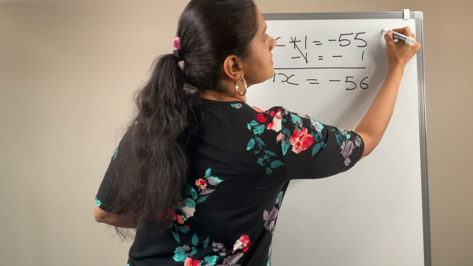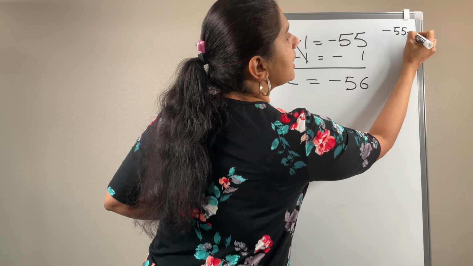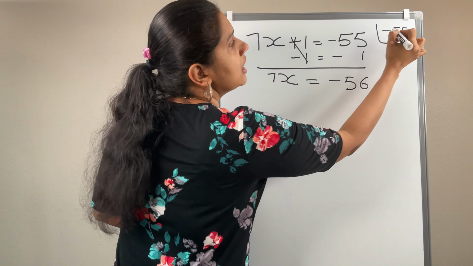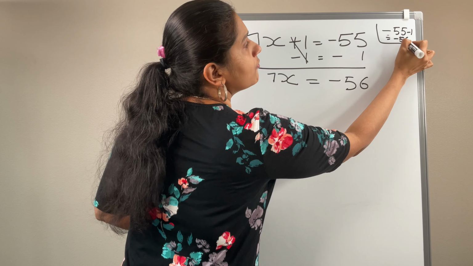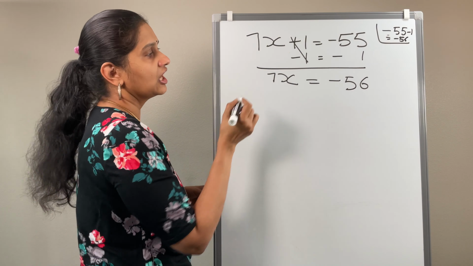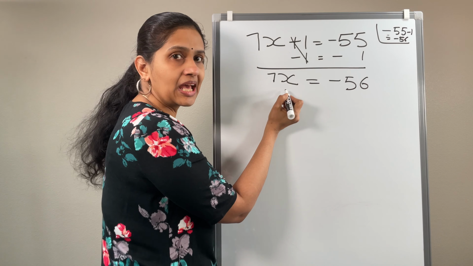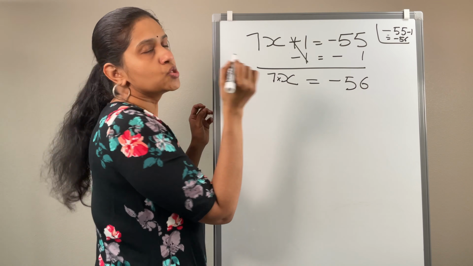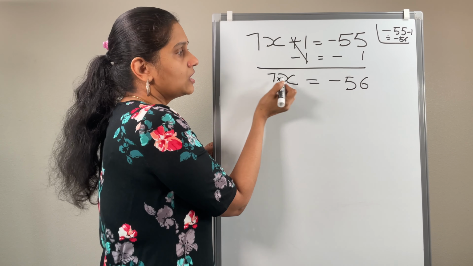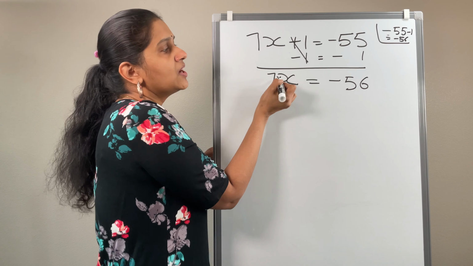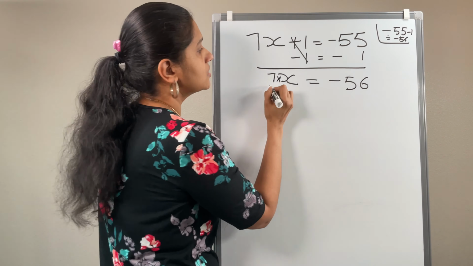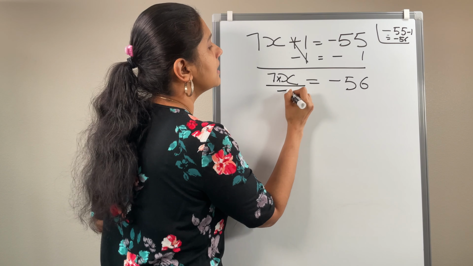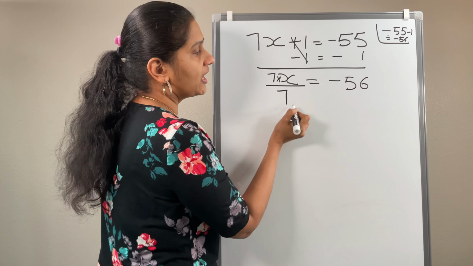So here it is minus 55 minus 1. According to the integer operation, it is going to be equal to negative 56. So that is what I have written. Now to isolate this variable x, it is 7x, which means 7 times x. As I told you, in order to isolate this, we have to take the inverse of 7. So 7 times means now you have to do the division. So 7x by 7.